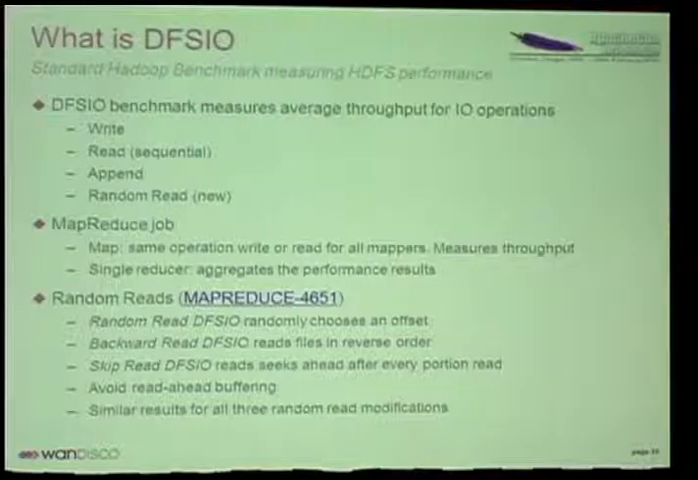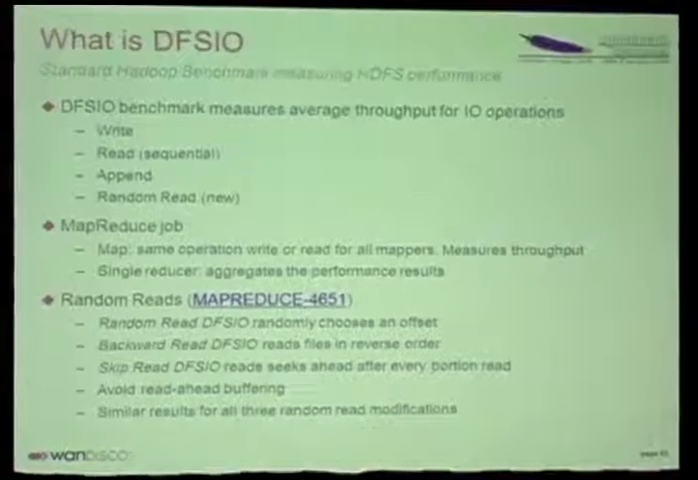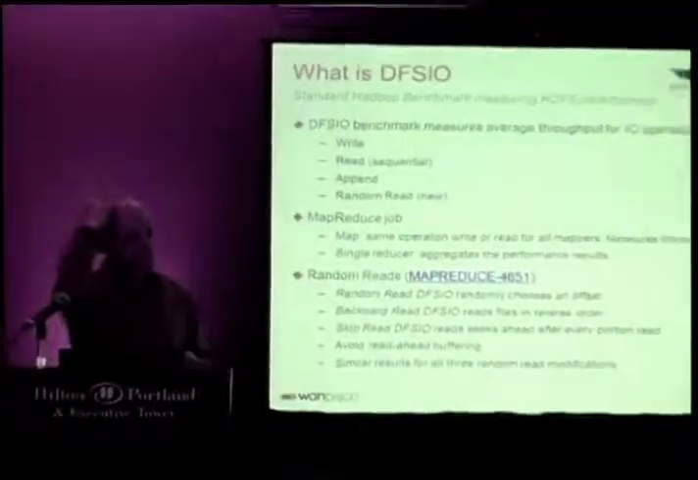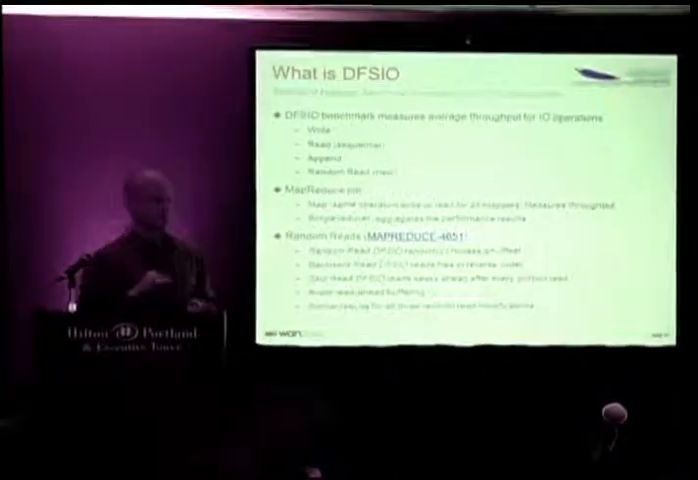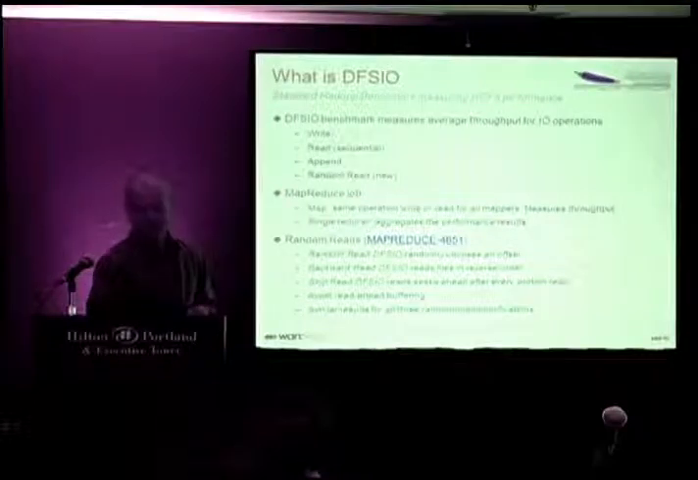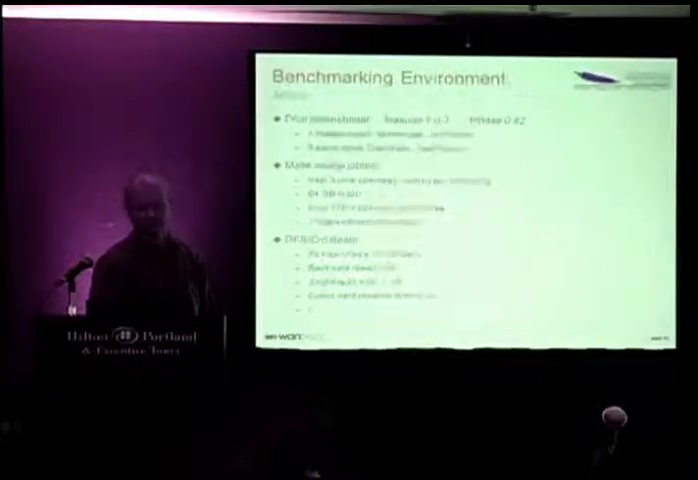So, in order to avoid read-ahead caching, we introduced backward read. If you read backward, there is no read-ahead caching, so you always hit cold data. And we introduced skip read. That is, you know what your read-ahead window is, so you skip ahead of that and read cold data again. Those were just things we could come up with in order to avoid hot data, because in sequential reads and writes, we don't see much increase in performance. So when you tune it correctly, all three give very similar results. And that means that we're doing really random reads.